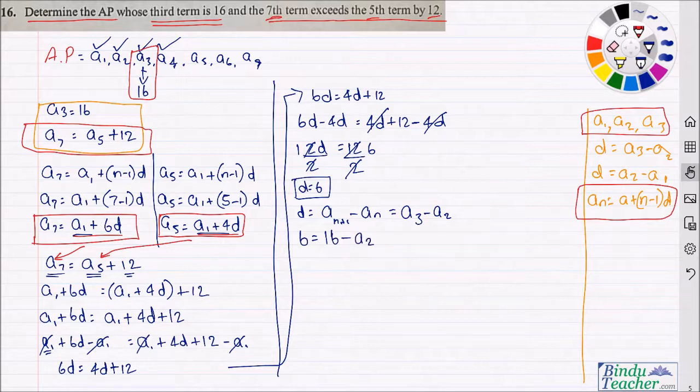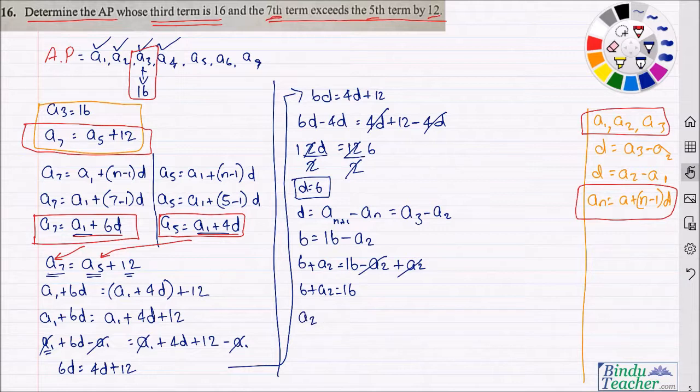Now let's balance this equation. So I'll write 6 equals 16 minus A2. We will add plus A2 here. We'll add plus A2 on the left hand side as well to balance it. So minus A2 plus A2 cancel out each other. We have 6 plus A2 equal to 16.